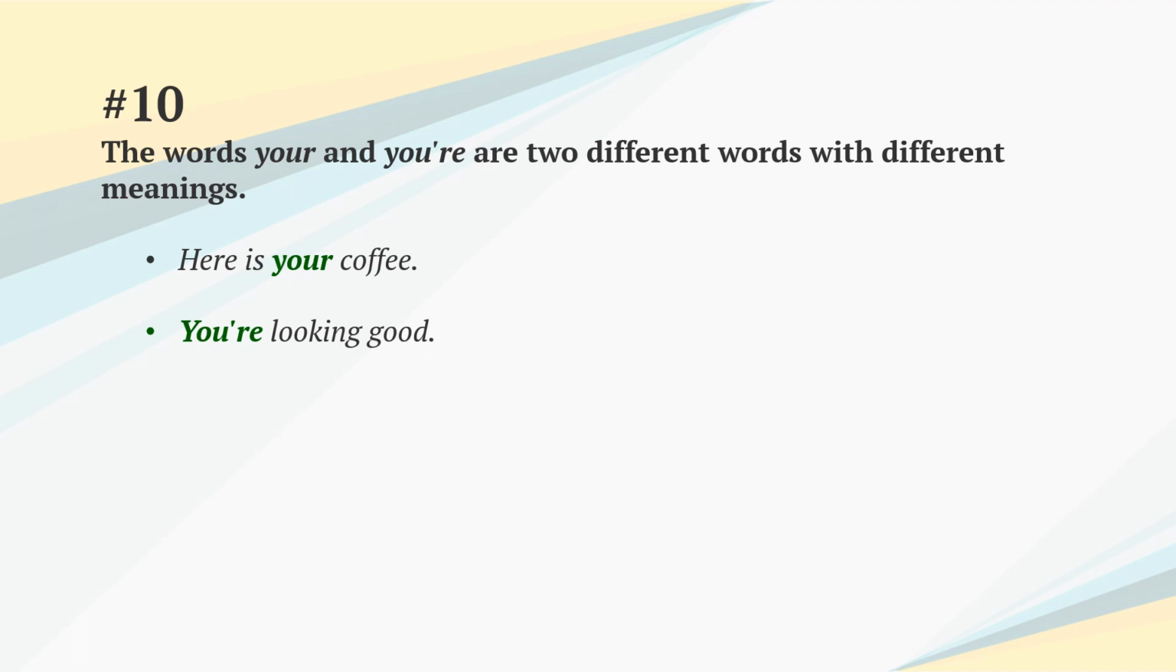Number 10. The words your and you're are two different words with different meanings. Here is your coffee, possessive. You're looking good. So it's a contraction of you and are.